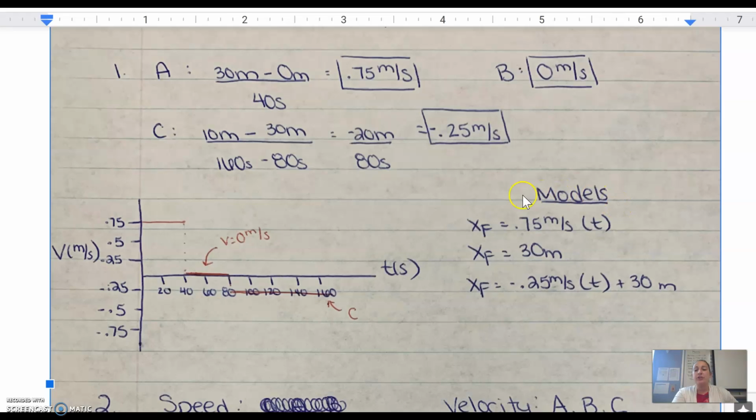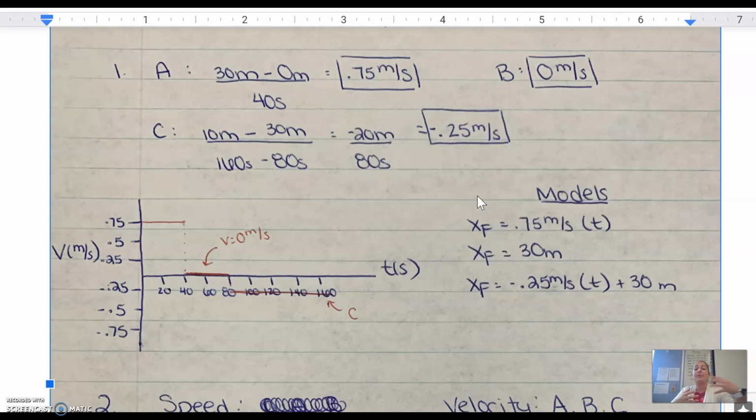And now you may be wondering, well, why didn't I put in 30 meters? You know, that's the final position. Sure, that's the final position at a time of 40 seconds. But what if you had a time of 20 seconds? What would that position be? What if you had a time of 11 seconds? What would that position be? So the model is used so that no matter what numbers you're given, you could figure out the other variable.